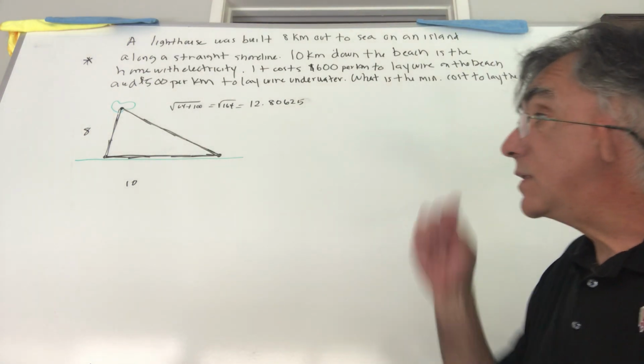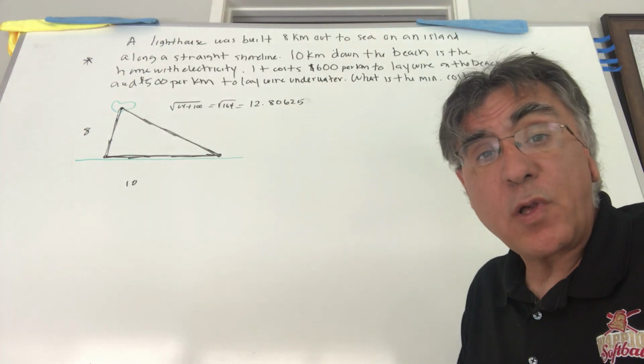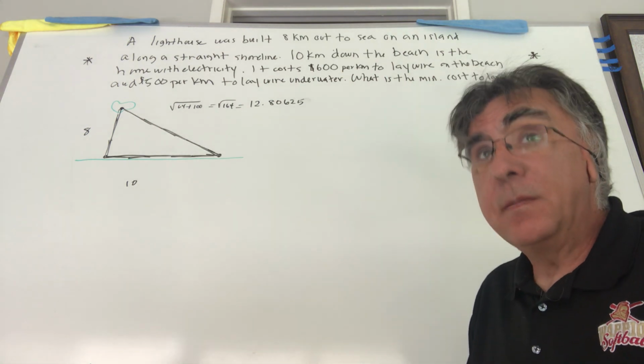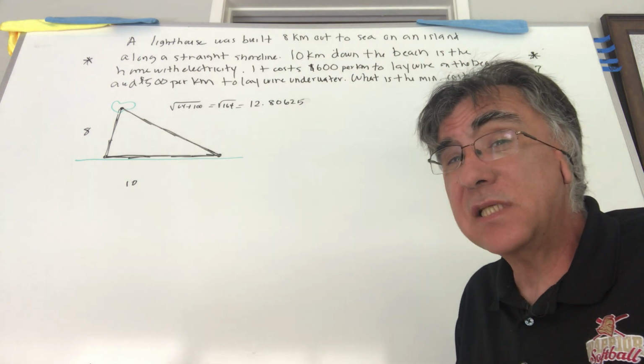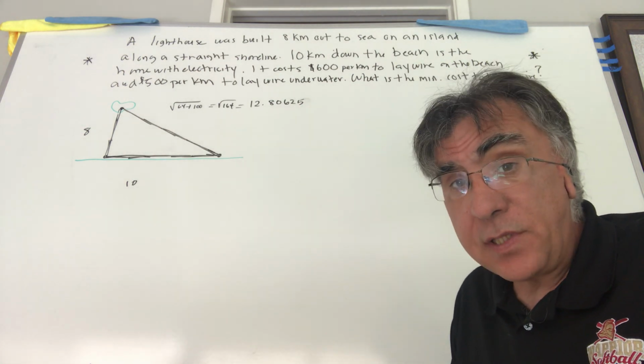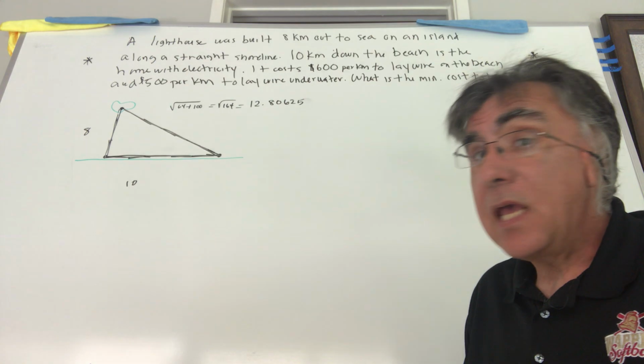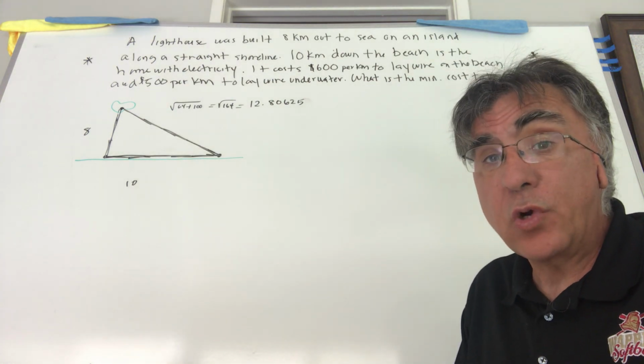Okay, this is an example for the first, what we call optimization question. We've done the min-max, and remember, how we find the min and max of a function is we check the endpoints and we check the critical numbers.